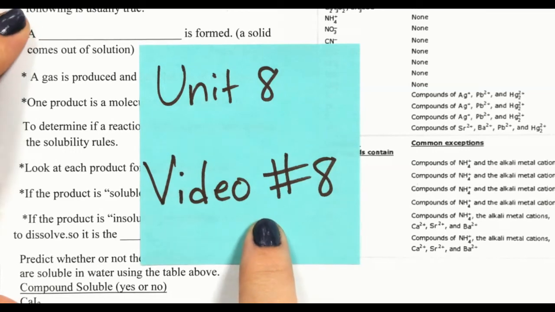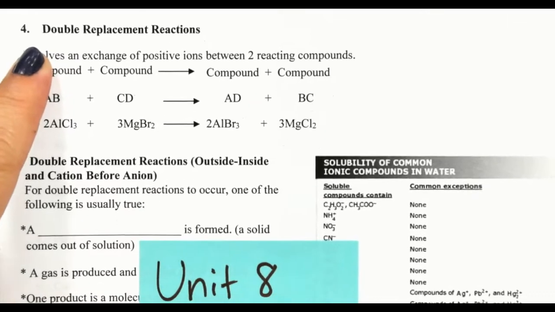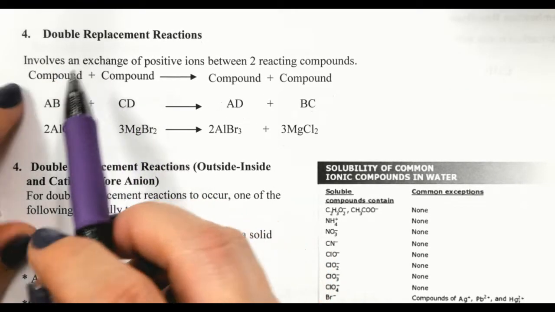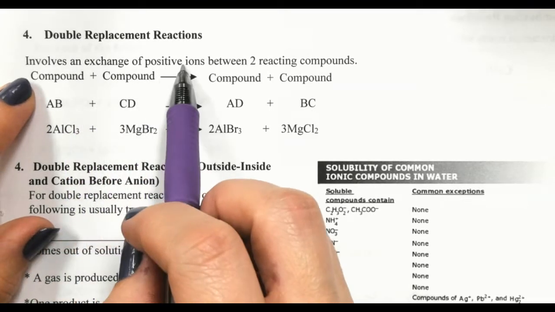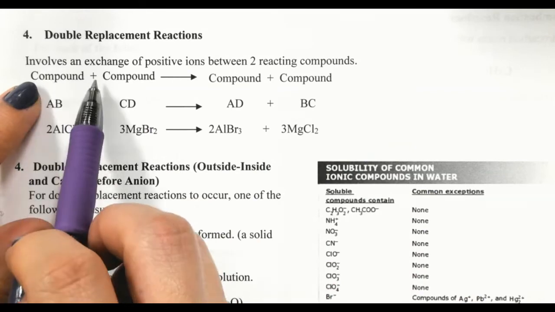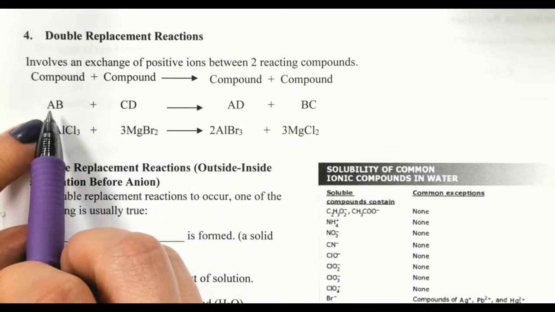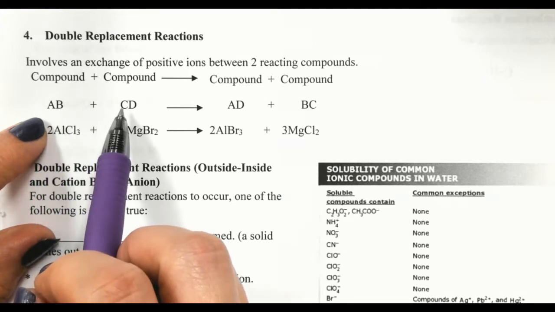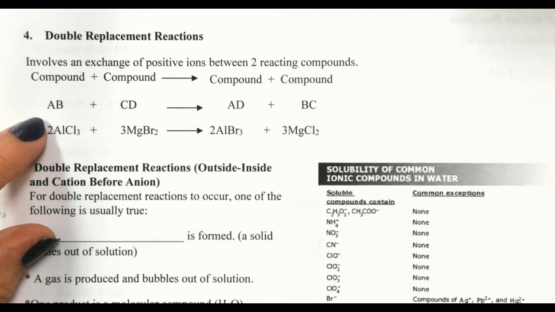So now we're on video number 8, and this is going to be the page that says double replacement reactions at the top. A double replacement reaction involves an exchange of positive ions between two reacting compounds. So we have compound plus compound, so you're going to have cation anion, AB, plus another cation anion, CD.